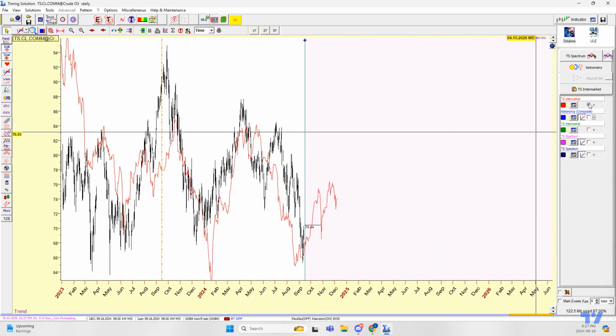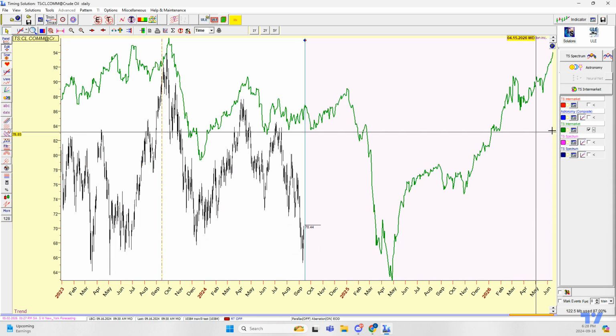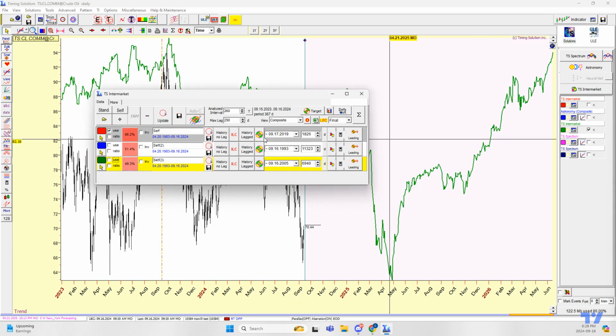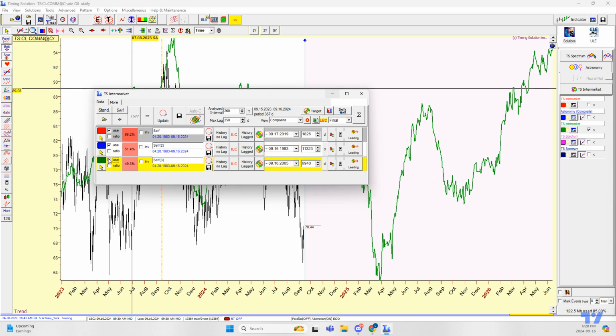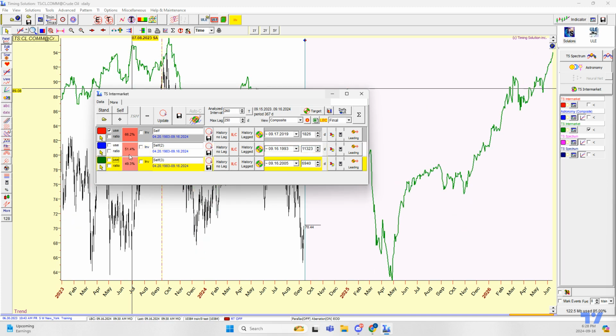Okay, so that's great. Now here I have an intermarket analysis of the most similar years of price action in oil. So what this did is I asked the computer to find the most similar years of price action, and I can make a composite of the three most similar years, or I can choose to just look at the most similar year, which in this case was 2019.